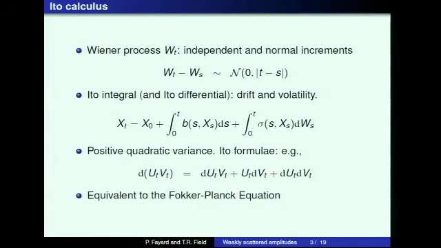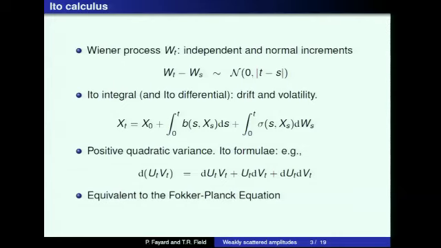So I mentioned Ito calculus. For those of you who are not familiar with it, let me just say a few words. First, you have to introduce the Wiener processes, which are defined by three properties. First, their initial value is 0. Then, non-overlapping increments are independent. And finally, those increments are normally distributed.